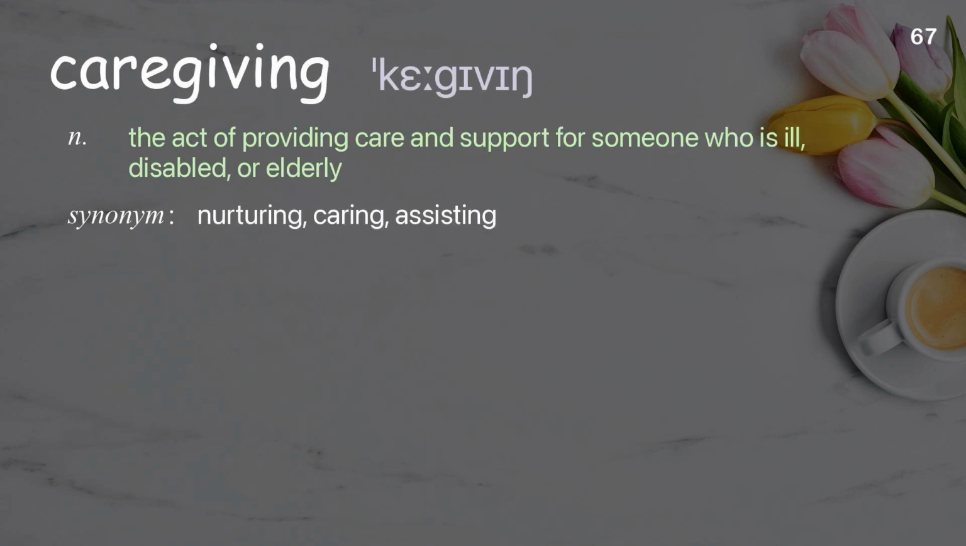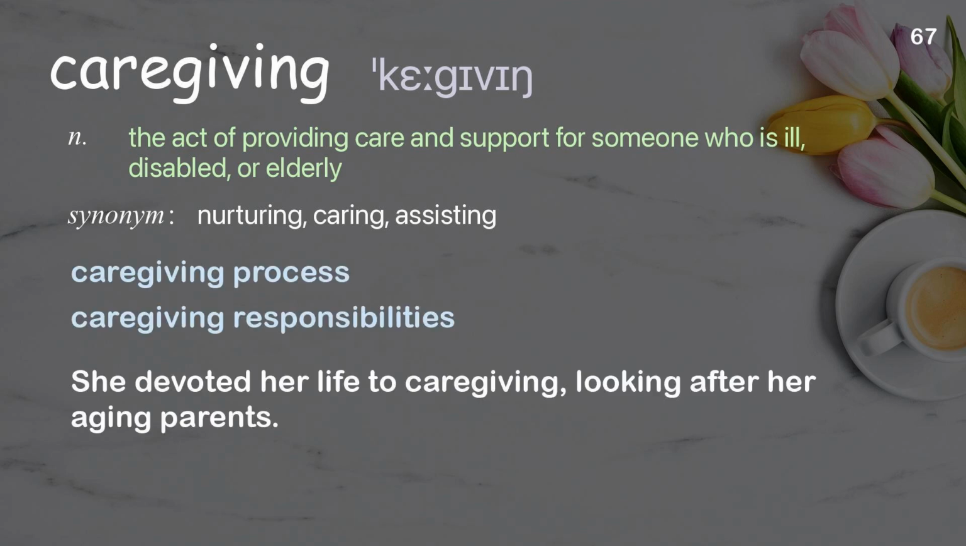Caregiving. The act of providing care and support for someone who is ill, disabled, or elderly. Examples: Caregiving process. Caregiving responsibilities. She devoted her life to caregiving, looking after her aging parents.